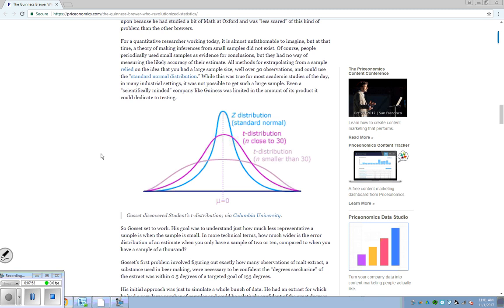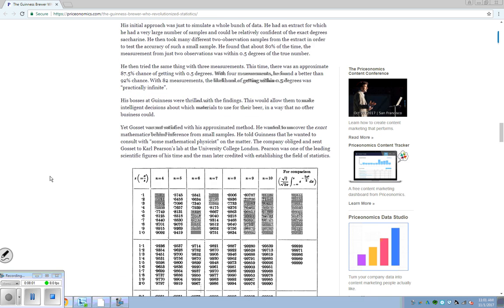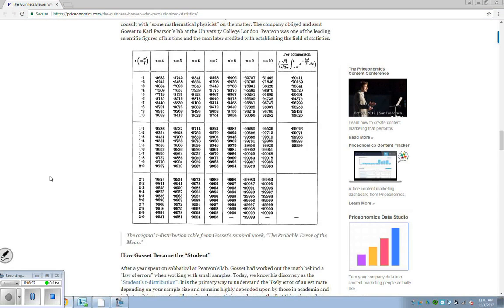Well, they didn't want the rest of the brewing companies to know all that. So they came to an agreement, and he published the work, and there's the work, and guess what that work is? Really that table that I just handed you. That table comes from this work. That's why he became student. Instead of the Gossett T distribution, it's student T distribution, simply because Guinness would not allow him to use his name when he published his work.